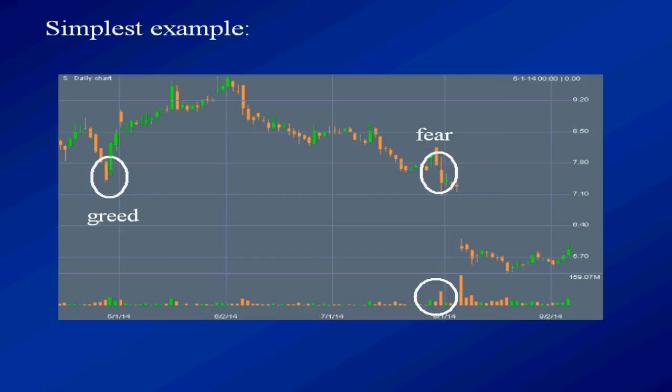Now over here you have fear. How do I know that? Well, because the volume is 6-7 times the normal, and it's to the downside. You see it's red. That indicates great fear. Everyone's going to want out, and sure enough the stock plummets for days and days. Now you could have predicted both of those by just looking at that action, price and volume action.